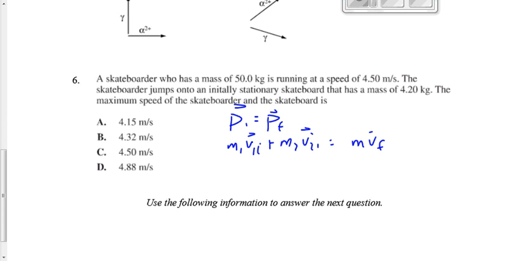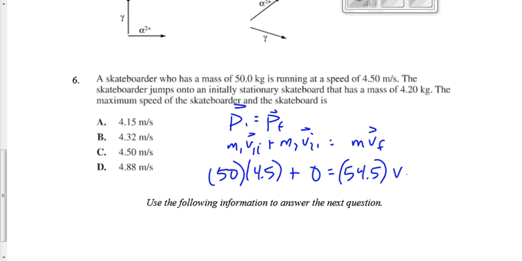We plug in our numbers here. We don't have to worry about signs in this. Everything is in the same direction. Units are all standard units. So it's a rather straightforward example. 50 times 4.5 plus 0 equals the combined mass of 54.5 kilograms times vf. And we do the math on question number 6, and I think it works out to be A, 4.15. How many people get that? All right, good.